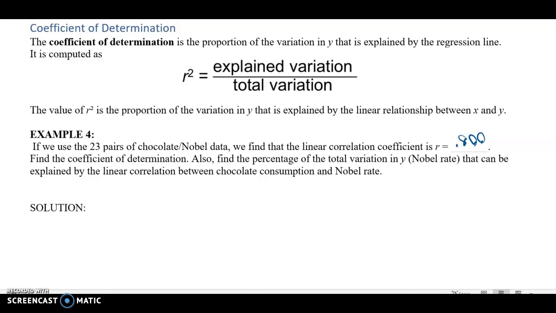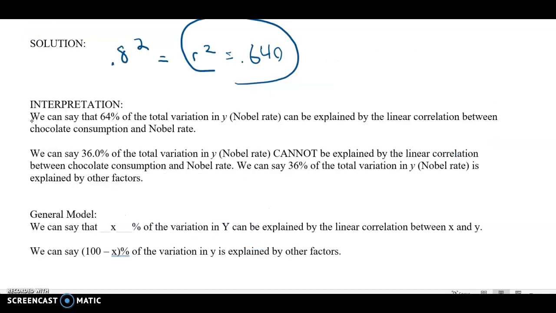Now, some of your calculators will give you R squared, some will just give you R. Just simply square the number you get. So we have 0.8 squared to get our R squared for our chocolate problem. R squared equals 0.640 for the problem that we were doing. What does that mean? We can say 64% of the total variation in Y, our Nobel rate, can be explained by the linear correlation between chocolate consumption and Nobel rate, while 36% of the total variation in our Nobel rate cannot be explained by the linear correlation between chocolate consumption and Nobel rate. That 36% is explained by other factors. You can see a general model at the bottom.